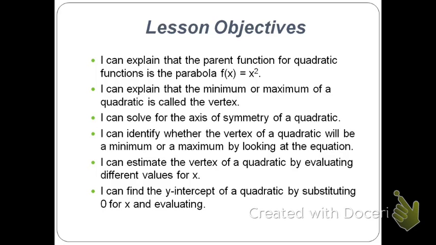Here I did skip past, we're going to talk about a parent function and look at all the properties of what a parent function has. We will solve for the axis of symmetry, which we just saw in the graph previously. We can identify whether the vertex has a maximum or minimum, as I said. And then we'll be able to solve to find what the vertex is. But we'll also be able to use an equation to find the y-intercept. So, let's try it out.